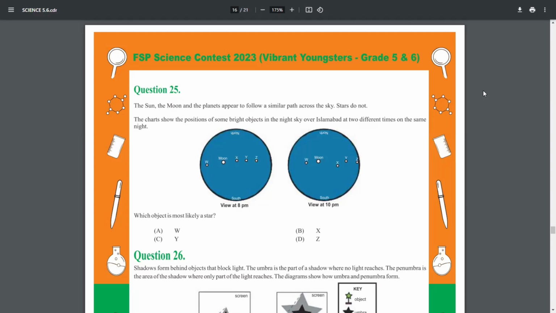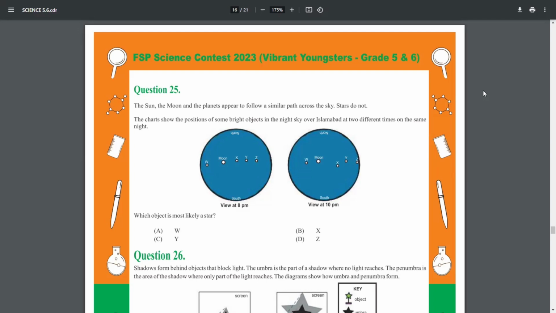Question 25. The sun, the moon, and the planets appear to follow a similar path across the sky. Stars do not. The charts show the position of some bright objects in the night sky over Islamabad at 2 different times on the same night. Which object is most likely a star? The correct option is B.